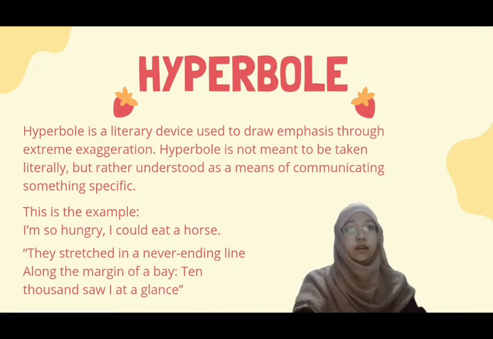Well, there is a hyperbole in this poem, and there is only one example of this being used in the poem. This is used in the second stanza where it says, "They stretch in a never-ending line along the margin of a bay. 10,000 saw I at a glance." This is definitely hyperbole because we don't believe it is possible to find a field with 10,000 daffodils.